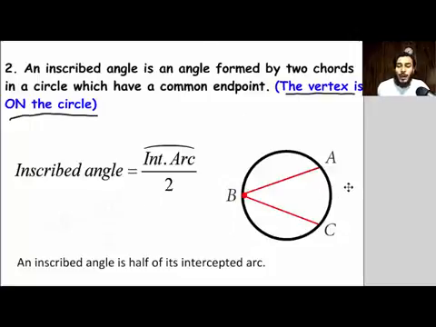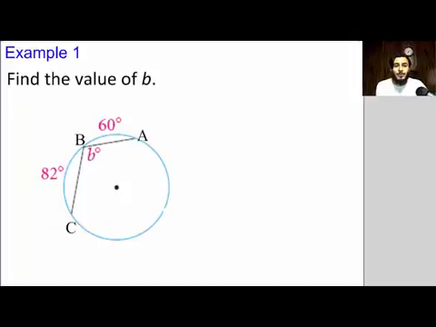So suppose here that we were told that the measurement of arc AC is 100 degrees. What would then be the measurement of angle B? Well, angle B is an inscribed angle, and that's because the vertex is on the circle, and the measurement of angle B would be 50 degrees. So that's pretty much the relationship between the intercepted arc and the inscribed angle. So let's work out a few examples.